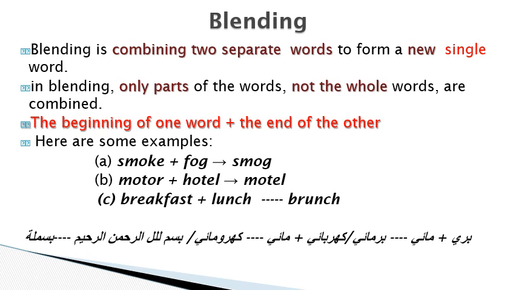Motor and hotel, we have motel. We have breakfast and lunch, we have brunch. We have many examples of these. For example, in Arabic, we have barri and ma'i, which became barma'i. We have kahra and ma'i, kahra ma'i. عندنا kahra and مغناطيس, kahra مغناطيسي, and etcetera of examples.